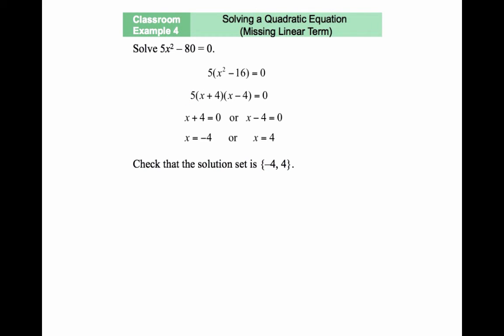I can really get rid of this 5 by dividing both sides of the equation by 5. So I can eliminate this 5 right there. If I divide both sides of the equation by 5, 0 over 5 still would be 0. So I have x plus 4 is equal to 0, or x minus 4 is equal to 0, so x would be equal to either plus or minus 4.